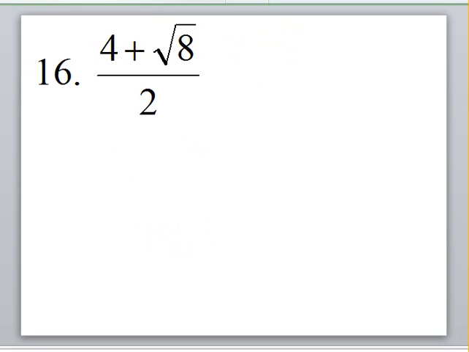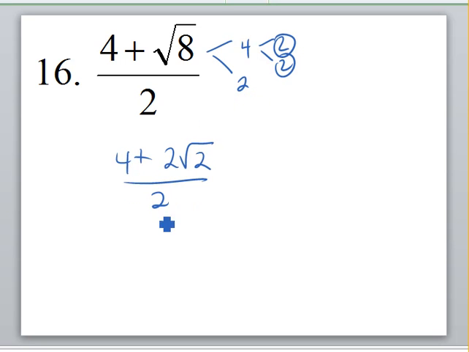My last problem here, the square root of 8 can be broken down into 4 times 2 and 2 times 2. Here's my pair of 2's. They come on the outside. This 2 stays on the inside. 4 plus this. Each of them divide off.